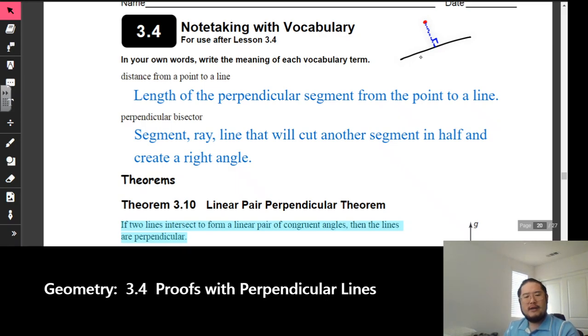Our next term right here is perpendicular bisector, and that could be a ray, line, or segment that will cut another segment in half and create a right angle. Perpendicular lines are two lines that form 90-degree angles, and if it bisects, it will split one of the angles or one of the segments in half.